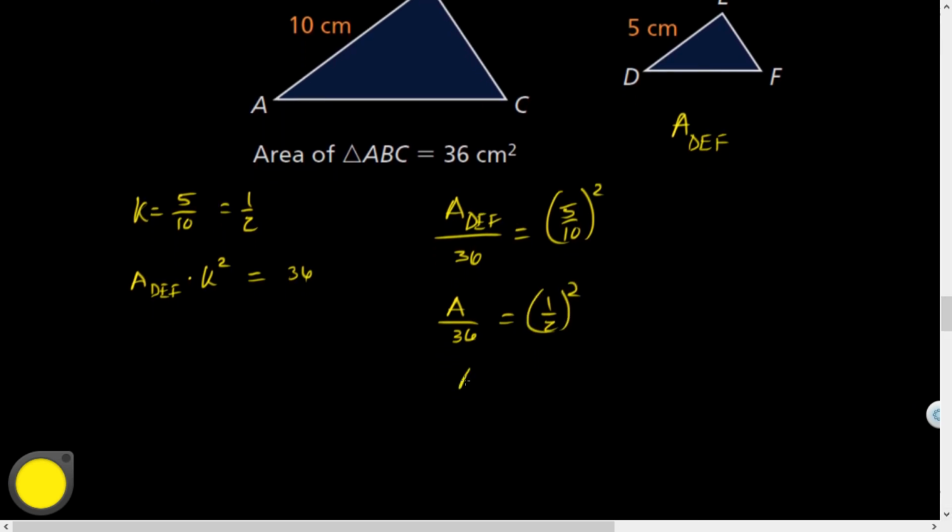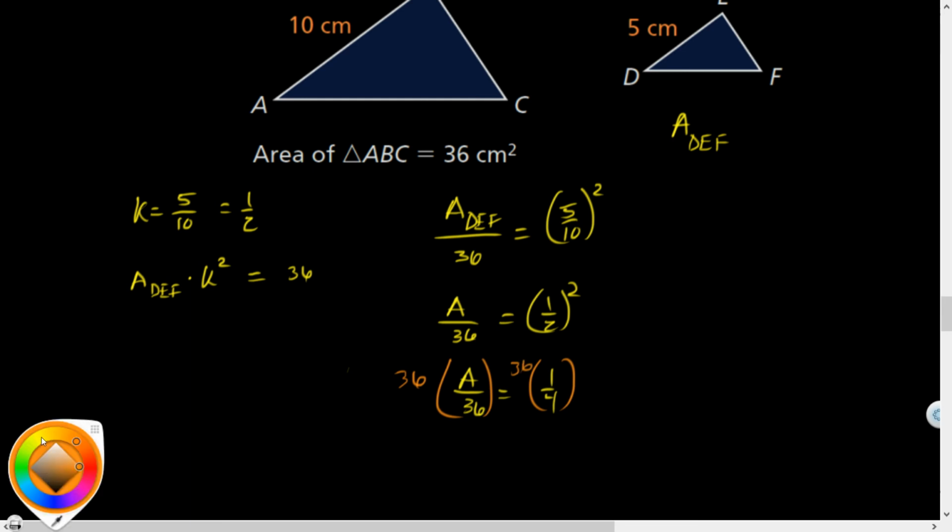So multiply both sides by 36, and yeah, you guys got the 9. And 9 is measured in what? Yeah, centimeters squared. Well done.